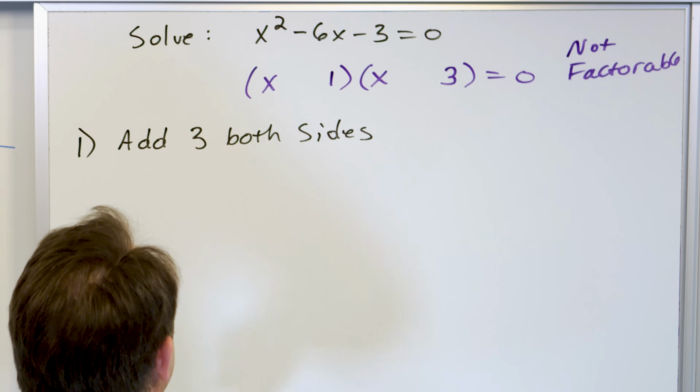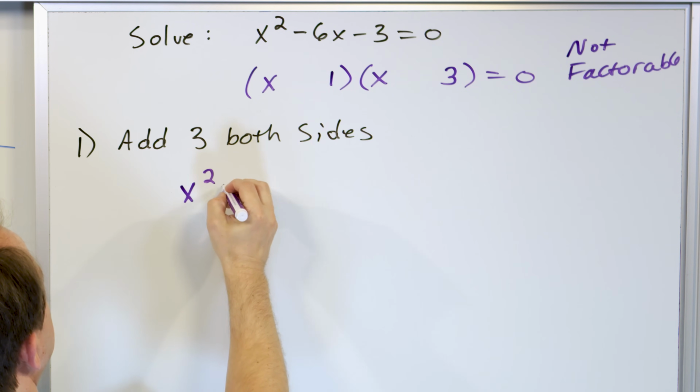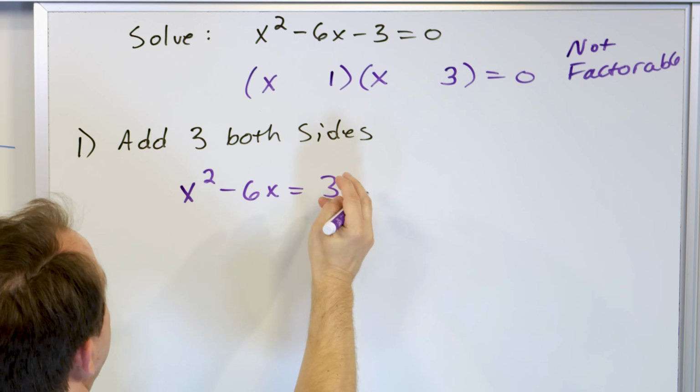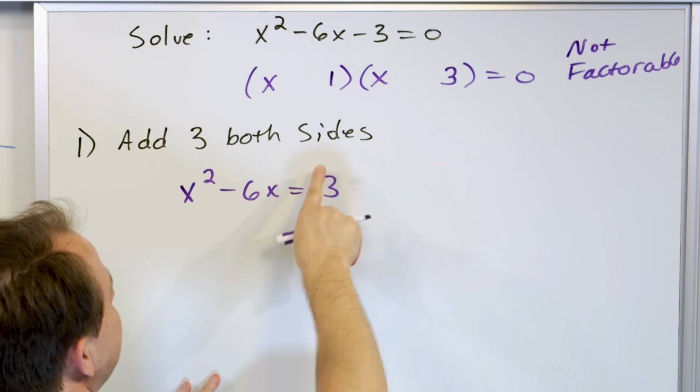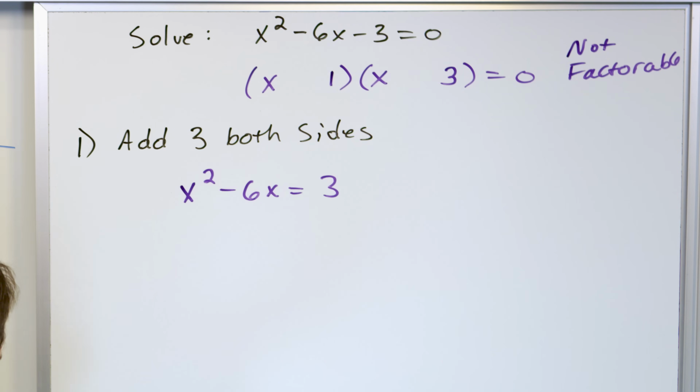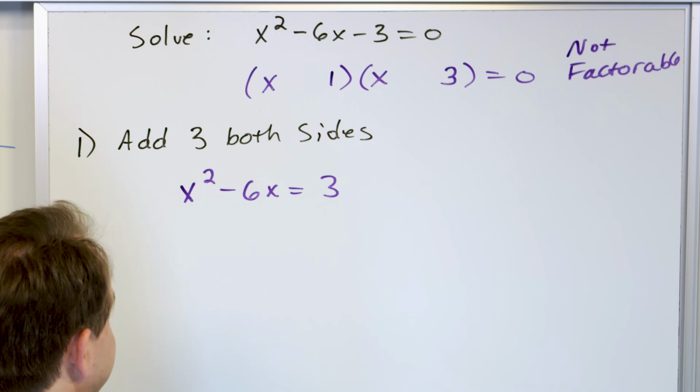So the result of that is the following thing. X squared minus 6x is equal to 3. All we did was add 3 here, makes it go away. Add 3 here, pops a 3 over there. So you all know how to add. Step number 1 is really easy.